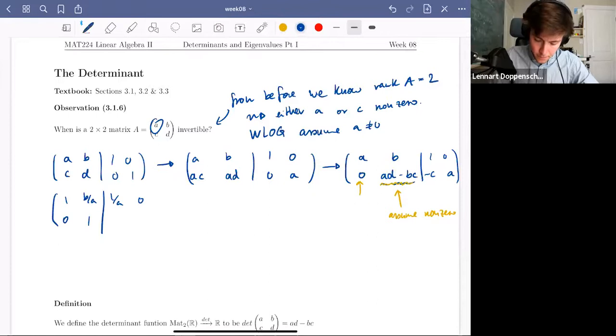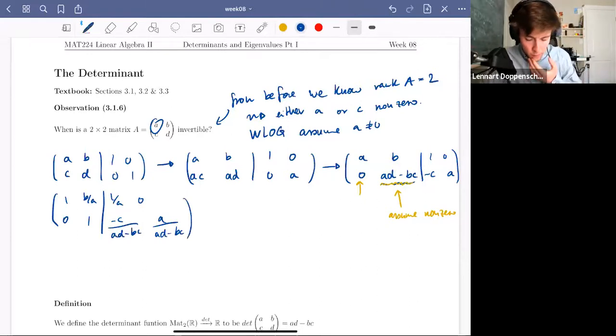Then we get here a number, C divided by AD minus BC, and here we have A over AD minus BC. Okay, we're almost done. One last step is to get rid of this entry, this B over A here. This isn't exactly a nice inverse on the right-hand side, but it'll simplify in a bit. So now we just subtract B over A times the second row from the first one.